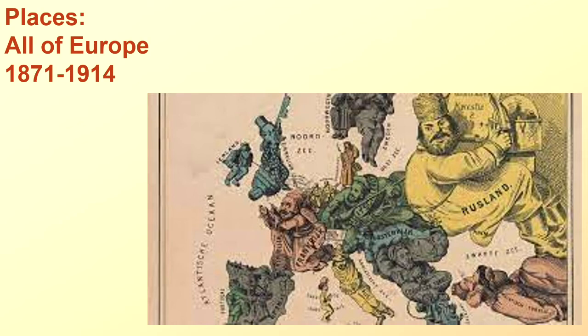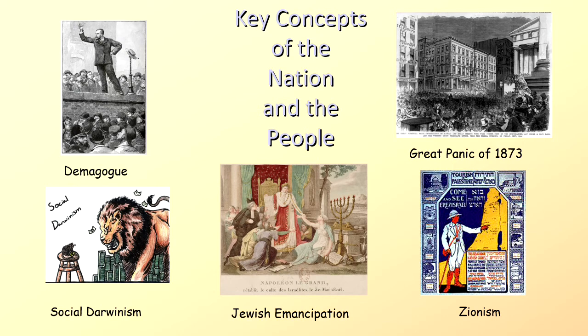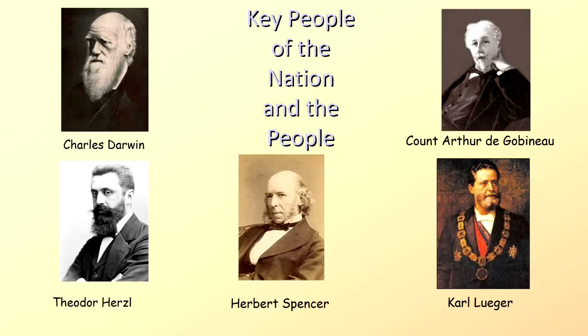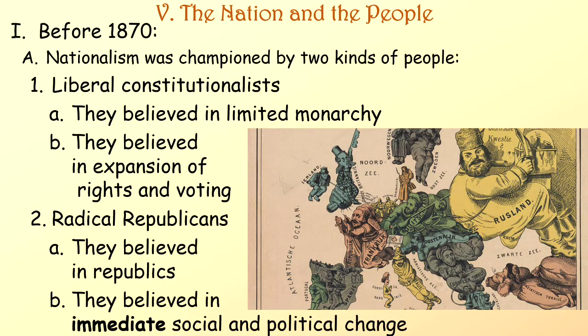Places: all of Europe between 1871 and 1914. Key concepts of the nation and the people: demagogue, once again social Darwinism, we're revisiting that, Jewish emancipation, Zionism, we come back to that as well, and the Great Panic of 1873. Key people of the nation and the people: Charles Darwin, Theodor Herzl, Herbert Spencer, Karl Lueger, and Count Arthur de Gobineau.